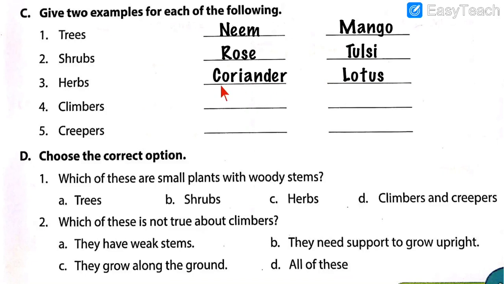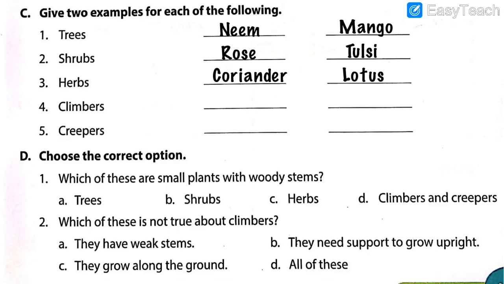So I have written any two types: coriander, lotus. Lotus is as such a water plant, but it is also a herb. Then we had also seen mint. Mint is also a herb. Even that you can write over here. So learn the spelling: CORIANDER, coriander.